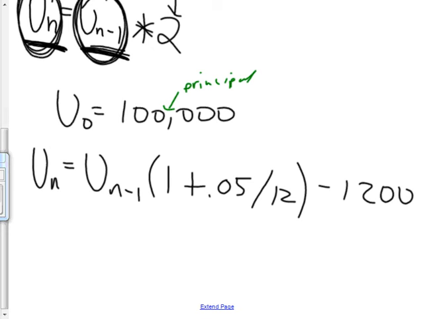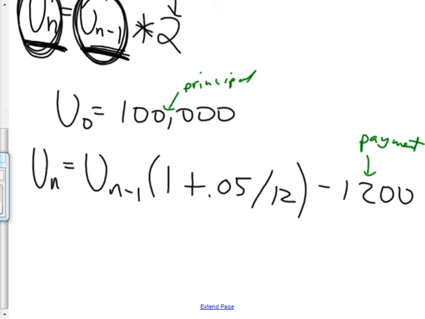This is called the payment. Just simply payment. You have a $1,200 payment. It's going to be paying off your loan. And the divide by 12 tells you it's paying it off monthly. Every month you're going to pay $1,200.